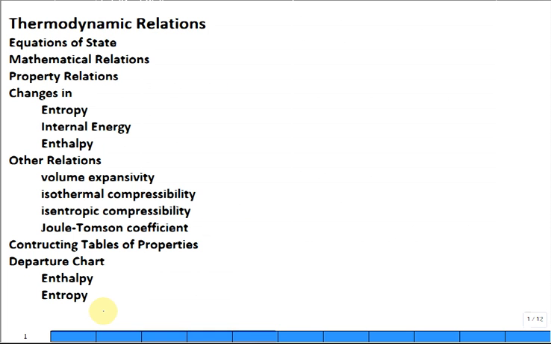So, thermodynamic relations. Last time we talked about equations of state. The simplest one is PV equals RT, the ideal gas equation. Van der Waals, Redlich-Kwong, and a couple others. They try to get a relationship between, let's say, pressure and temperature and volume. Those are very common. We had some mathematical backbone that's used a lot in this chapter.